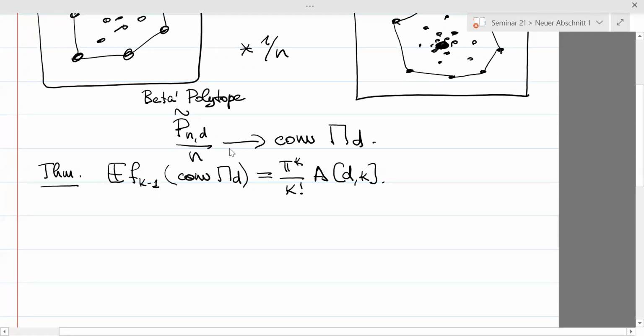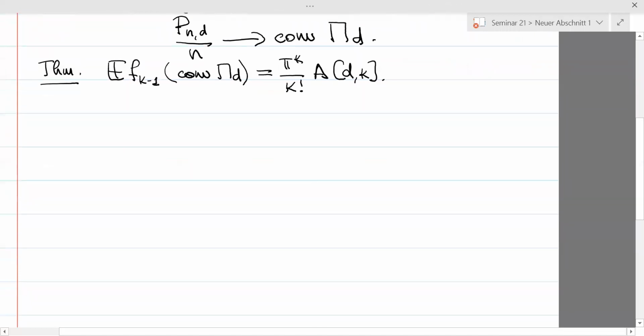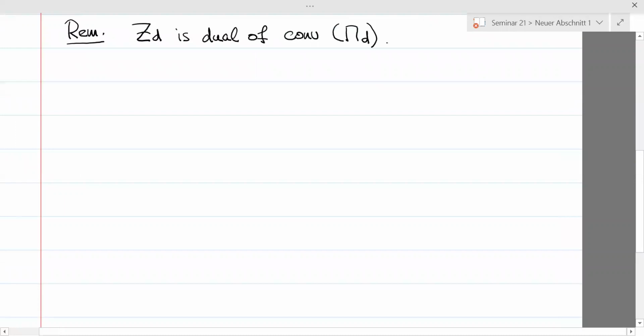Or no, I will explain it right now. So I claim that, and this is the explanation of this theorem, I claim that Z d is the convex dual of this convex hull, Pi d, up to constants. Why is this? Let me explain this.